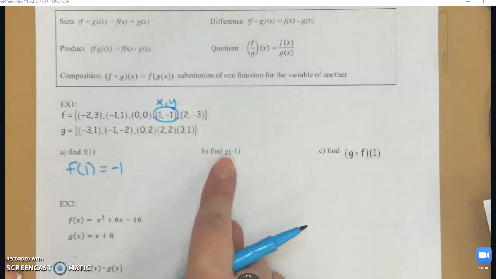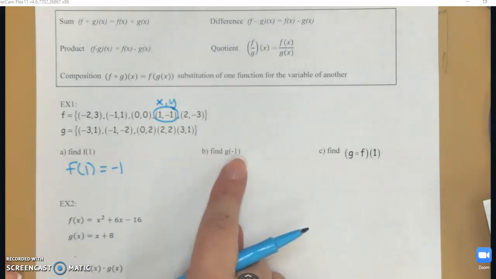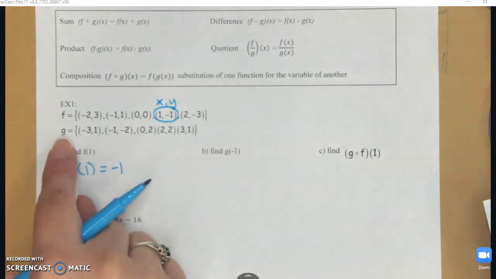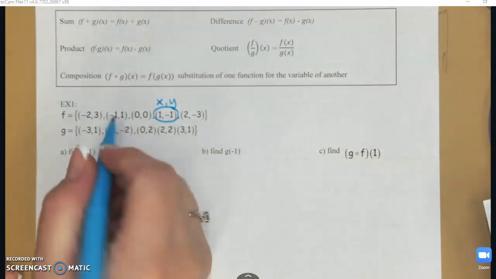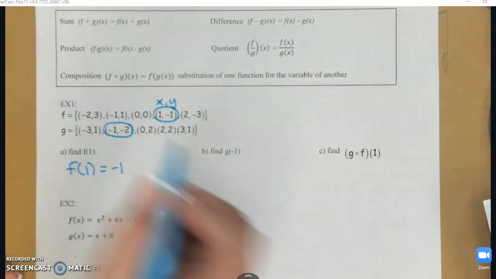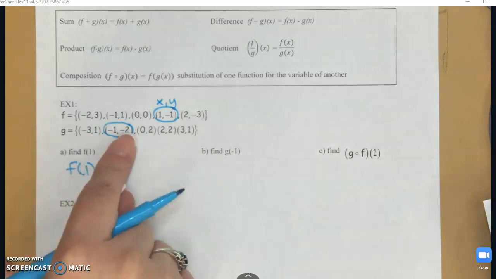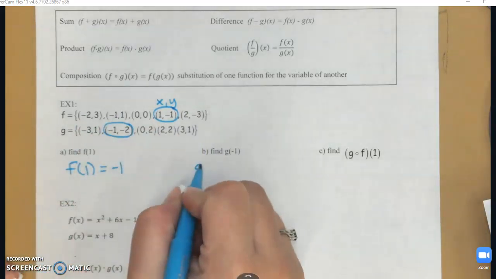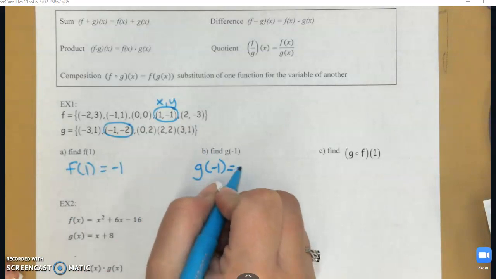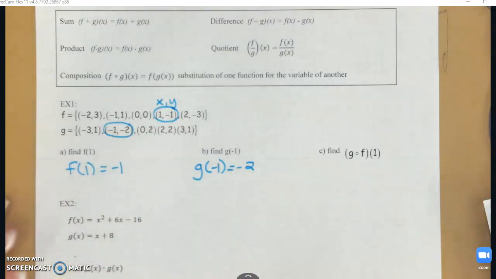On part B, I'm doing something similar, but I'm looking for g of negative 1. So I'm going to go to the g function and look for where x is negative 1, and that's this ordered pair here. And when x is negative 1, y is negative 2. So g of negative 1 is negative 2.